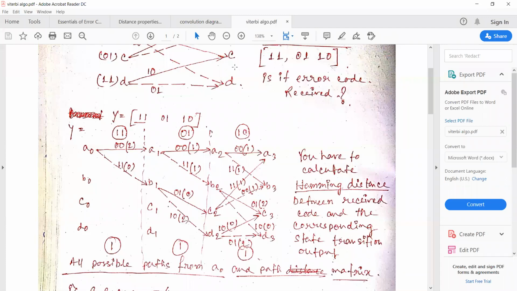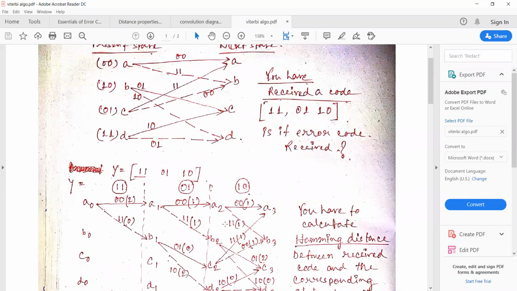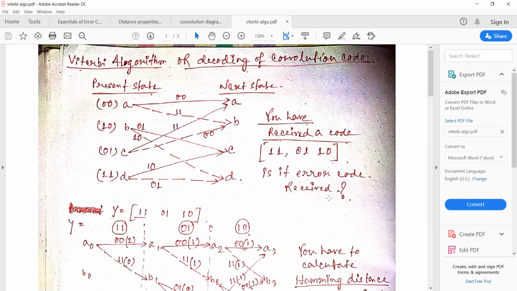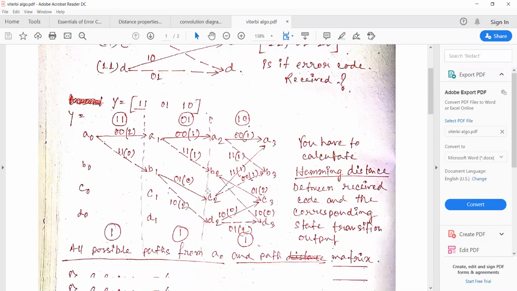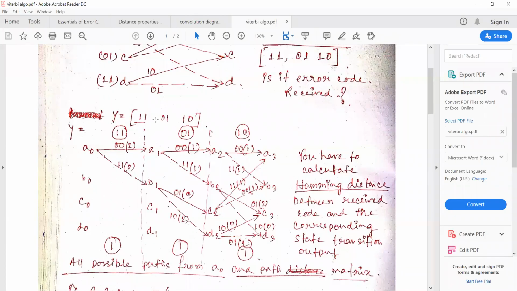Okay, so I'm just showing you the previous lecture from the previous PDF. So this is my Viterbi algorithm. From this Viterbi algorithm, you can see that this was my received code, that is 11 01 10. So every time I have considered for the first segment this is 11, for the second segment this is 01, and for the third segment this is 10. And every time I've considered the corresponding output, that is 11.